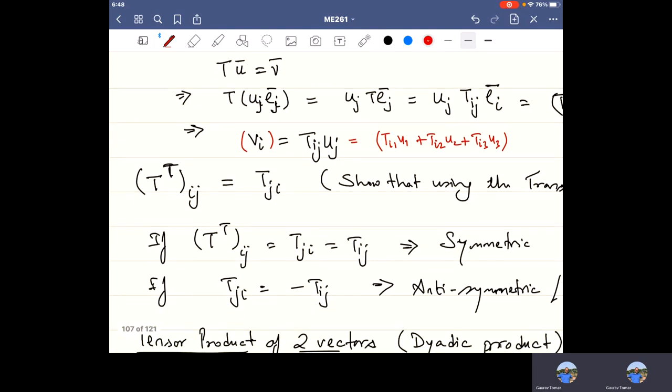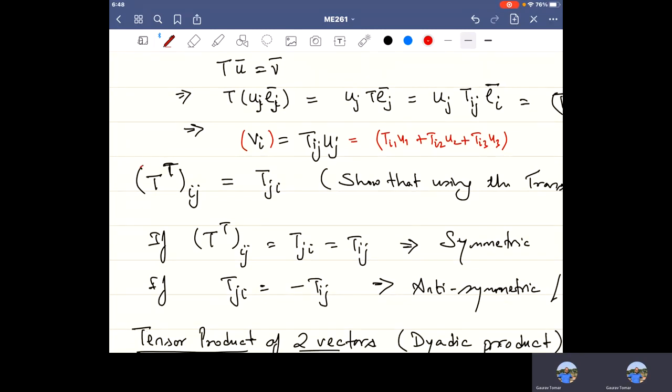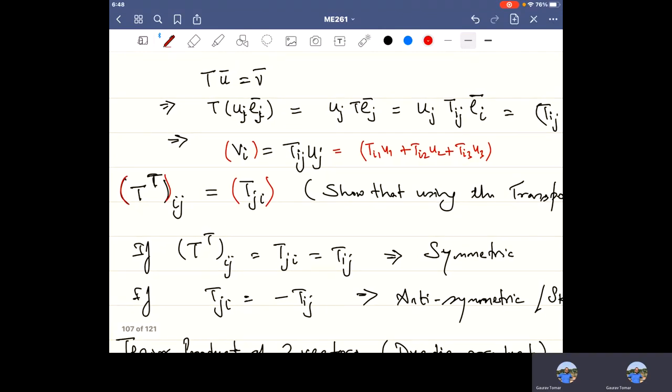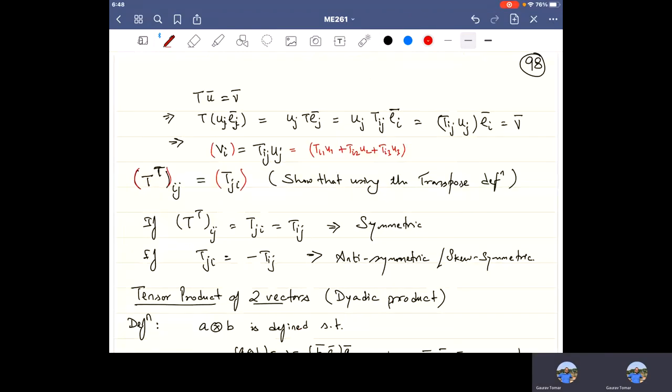Transpose can be written as: the transpose of T, with components ij, would be nothing but just switching the indices to ji. So that's the transpose that you get. You can just use the definition of transpose, the dot product definition, and that will give you this property. Now if the transpose ij, which is essentially Tji, is equal to Tij, then you call the second order tensor symmetric. If it is minus Tij, then you call it antisymmetric or skew-symmetric.